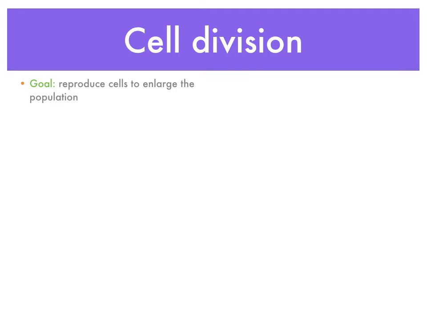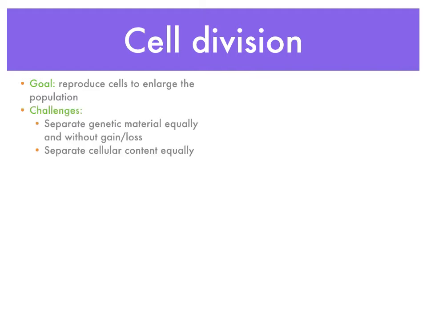So the goal of cell division is to reproduce cells in order to enlarge the population. So as we said, in a colony or in a tissue or in an organ. So it will be to reproduce cells that are identical. The challenges that it will face will be, first of all, to separate the genetic material equally without any gain or loss of material when you compare the cell that divided itself into two daughter cells. And it will also be to separate the cellular content equally, so you don't want to have one of the cells that takes everything while the other one has almost nothing.